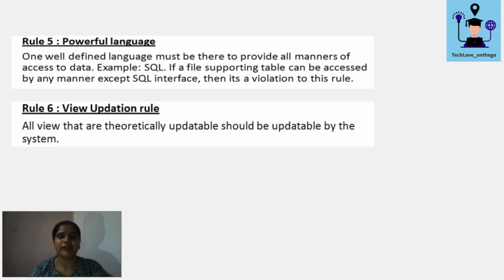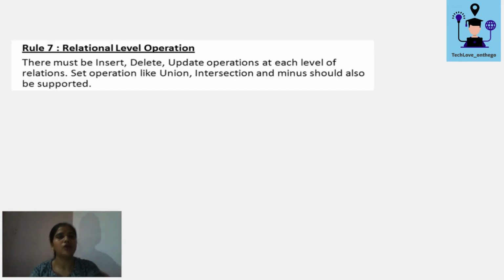All views that are theoretically updatable should be updatable by the system. So if some views are theoretically updatable, they should be updatable by all the authenticated users. Rule number 7 is relational level operation.